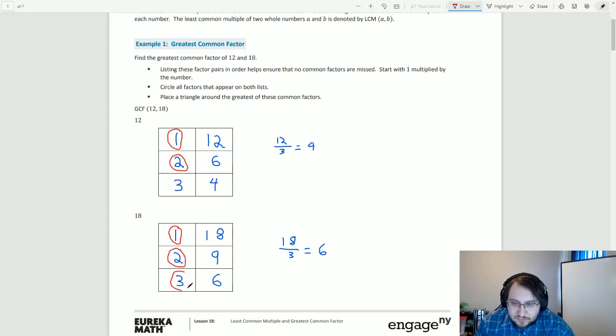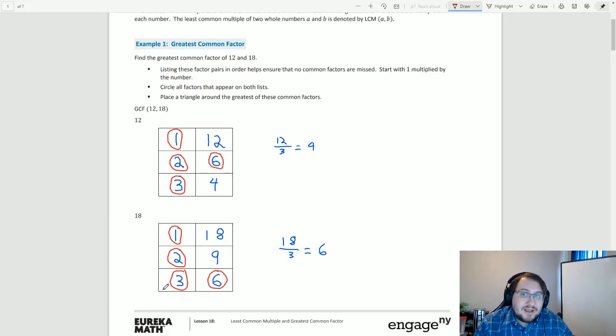2 is on both lists. 3 is on both lists. 4, well, 4 is only on our top list. 5 isn't on any of the lists. But 6 is on both lists. And if I keep going up, the next number that I come across is 9, but that's only on one of the lists. Then 12, but that's only on one of the lists. And then 18, that's only on one of the lists. So there we go. I've circled all of the factors that have appeared on both lists.